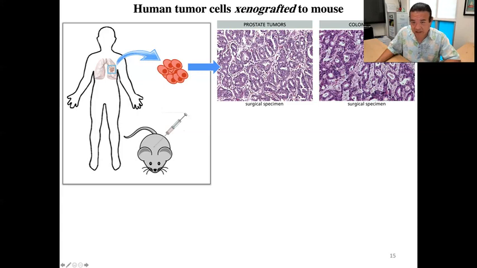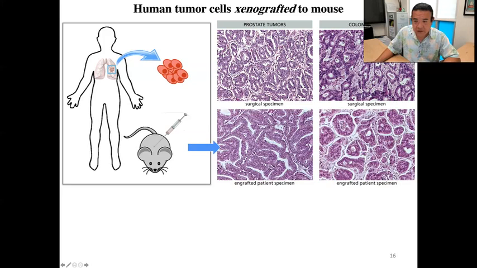If you were to take some of these cells from the prostate tumor or the colon tumor from a human and inject them into one of these receptive mouse strains, and then the tumor grows, and you look at what it looks like, you can see already just by going into a different type of animal, the tumor begins to change its morphology a little bit. Not a million miles away, because I think it's still pretty clear that the engrafted patient specimen in the mouse for prostate tumor still looks more like a human prostate tumor than, let's say, a human colon tumor. And likewise, the engrafted colon tumor in the mouse still looks more like a human colon tumor.